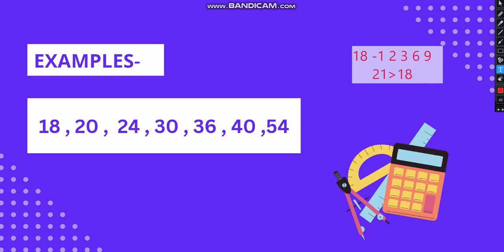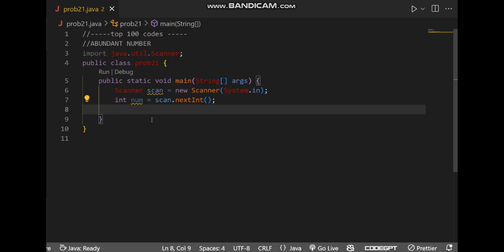So this is the concept of abundant numbers, that the sum of factors should be greater than the number. We don't have to include the number in the list of factors. Then that number is called an abundant number. Okay, now let's check the code for this. So let's start with the code.